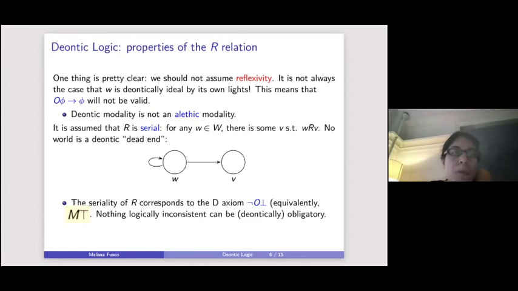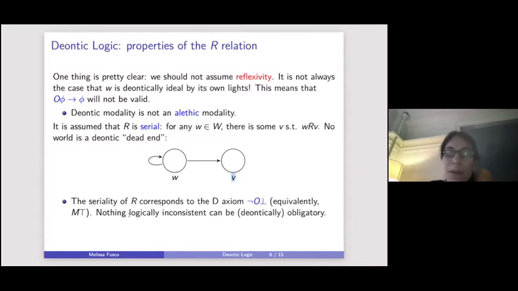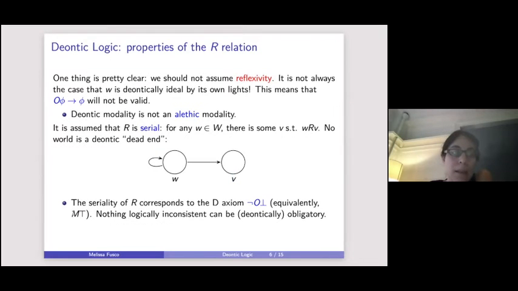So may top will be true for any world except a world like V, which sees nothing, right? Because then the existential statement that there's some world that V can see where top is true is false just because V can't see anything at all. That's the only way that this sentence could fail to be true. Okay, so no reflexivity for R in deontic frames, but maybe yes to seriality.